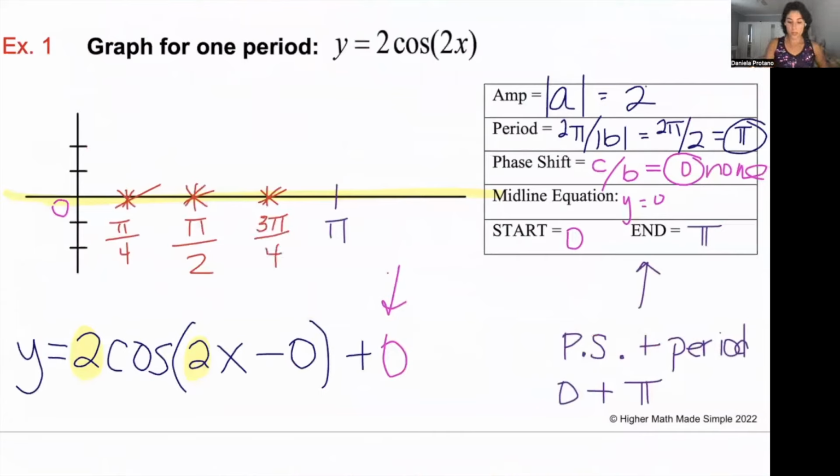Okay, so since the amplitude was 2, we're going to add 2. So -3 plus 2, we're at -1, and then -3 minus 2, so we're at -5, right? So the range is going to be between -5 and 1.